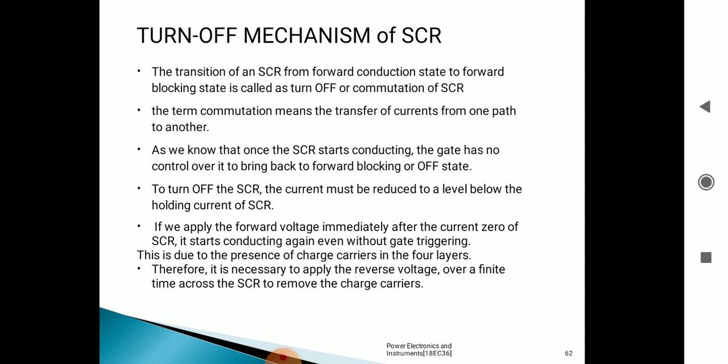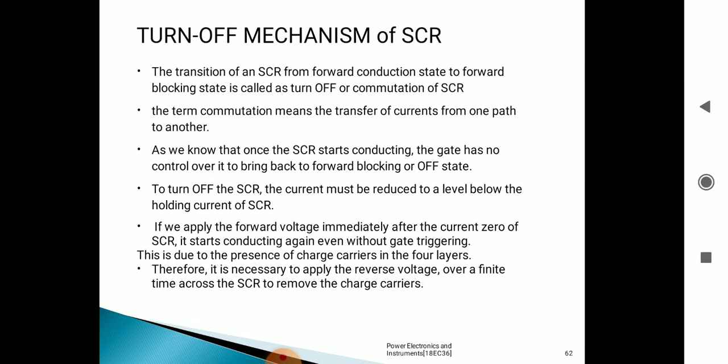There are again two types of turn off methods. We know there are three modes of operation of SCR: reverse blocking mode, forward blocking mode and forward conduction mode. So when the SCR moves from the forward conduction mode to a forward blocking mode, that state we are calling a turn off or a commutation of SCR.